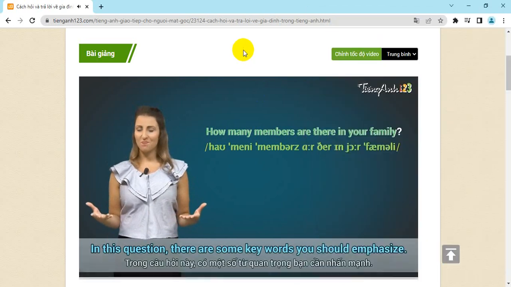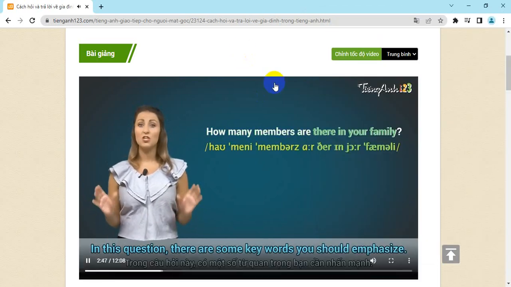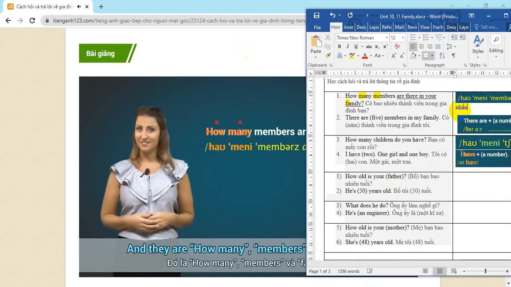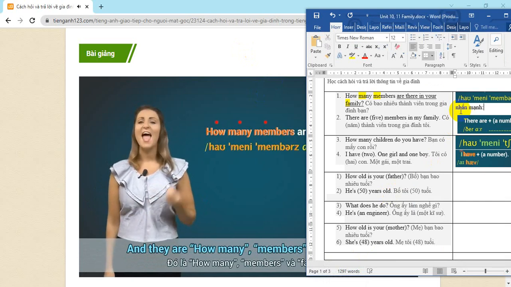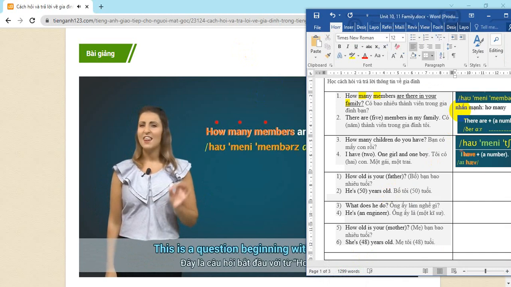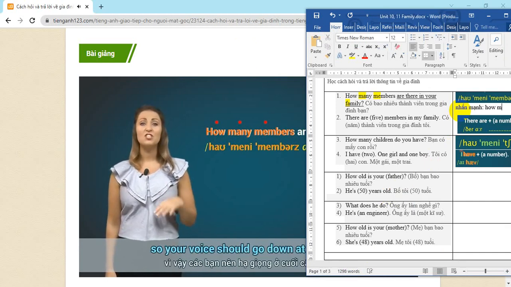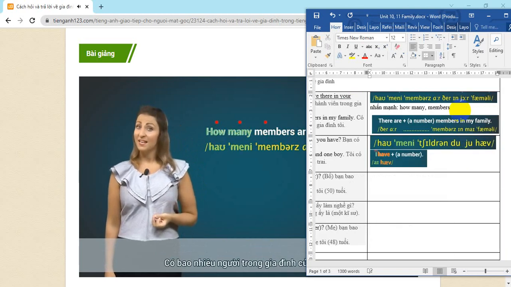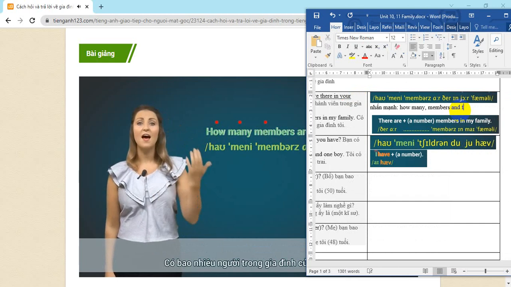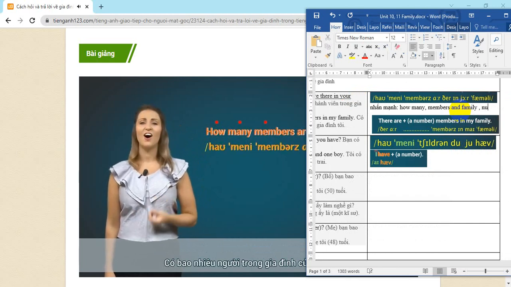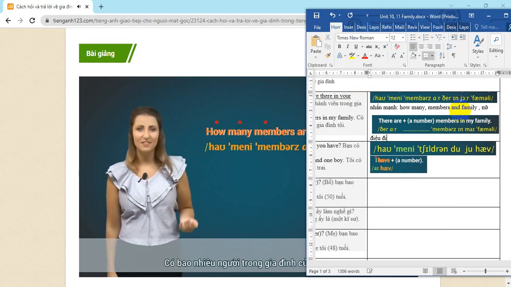In this question, there are some key words you should emphasize, and they are how many, members, and family. This is a question beginning with how, so your voice should go down at the end. How many members are there in your family?